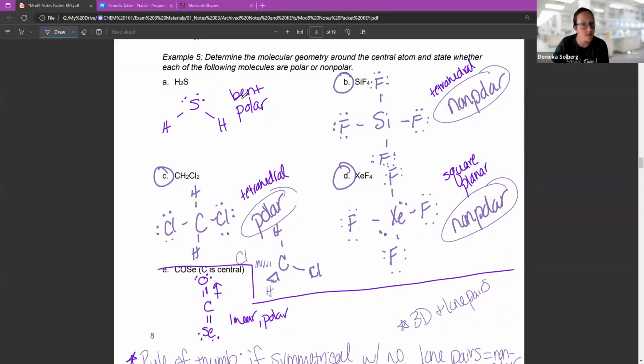Okay, so this one is bent. It's going to be polar. Anytime it's bent, it's going to be polar. This would have an arrow that points toward the sulfur.